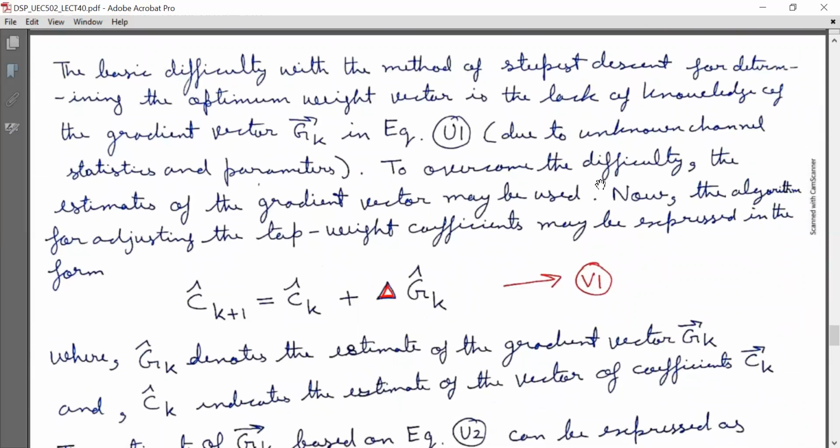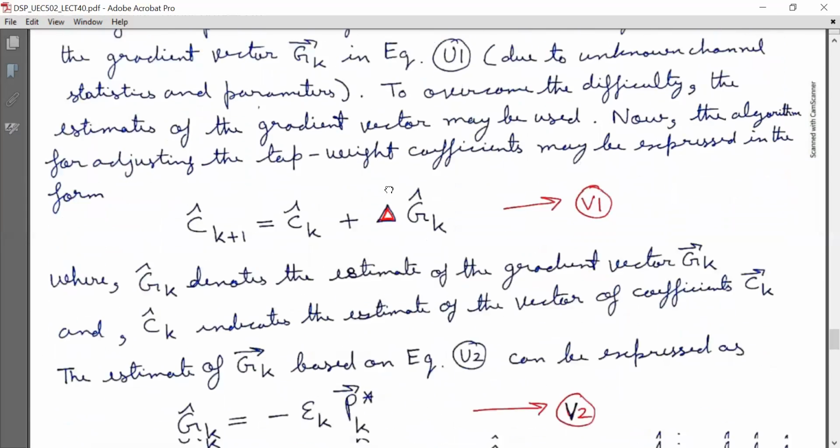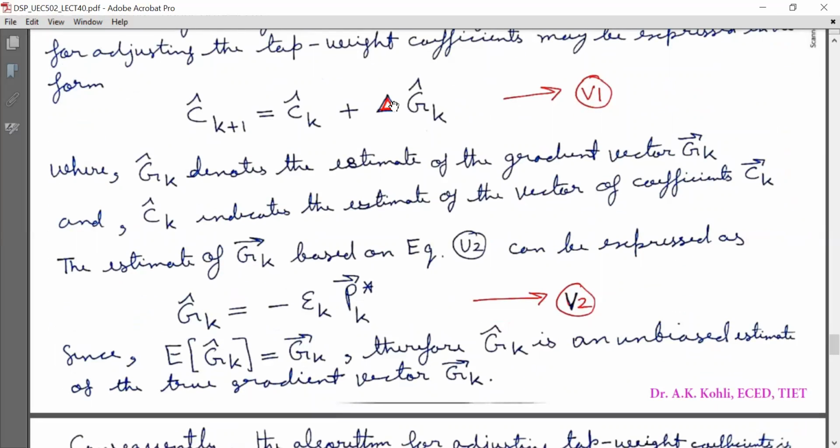The basic difficulty with the method of steepest descent for determining the optimum weight vector is the lack of knowledge of the gradient vector G_k in equation U1, due to unknown channel statistics and parameters. To overcome the difficulty, the estimates of the gradient vector may be used. Now, the algorithm for adjusting the tap weight coefficients may be expressed in the form C cap k+1 = C cap k + delta G cap k, marked as V1, where G cap k denotes the estimate of gradient vector G_k, and C cap k indicates the estimate of the coefficient vector C_k.